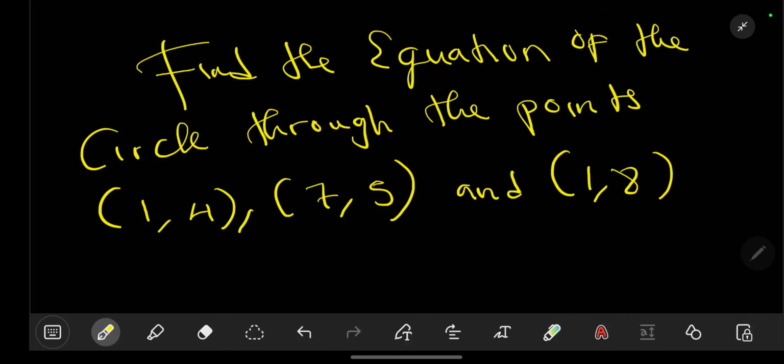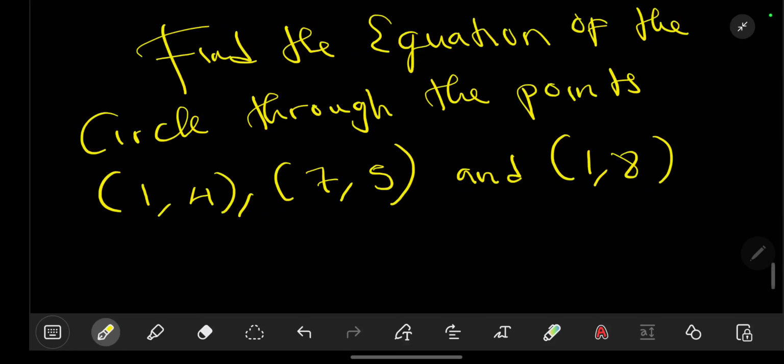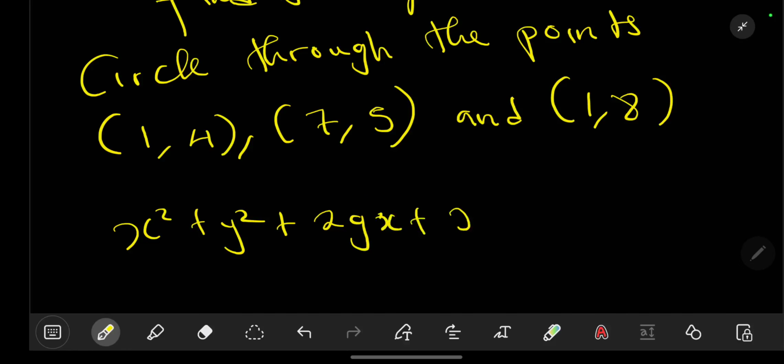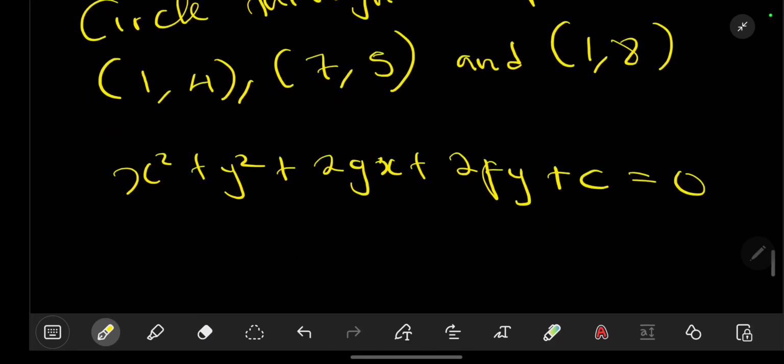We are going to be using the knowledge of the general equation of a circle. So we have these coordinates, what are we going to do? The general equation of a circle is given as x squared plus y squared plus 2gx plus 2fy plus c equal to 0. Provided with this, we are going to be substituting until you find your g, your f, and your c.